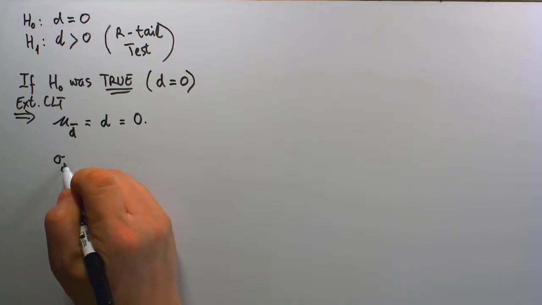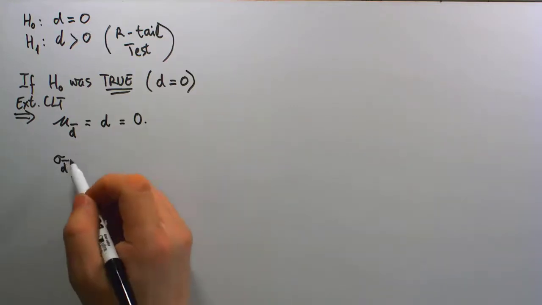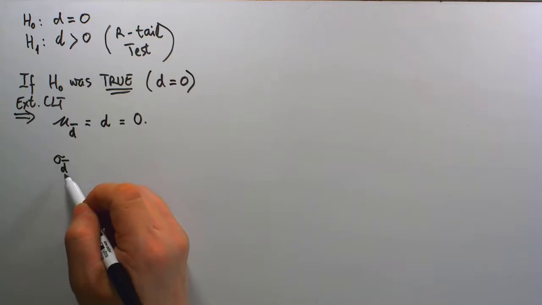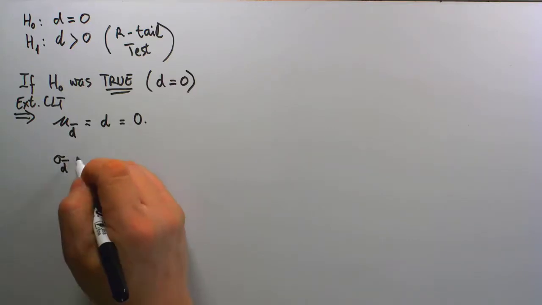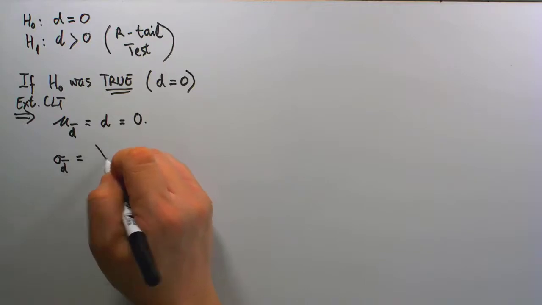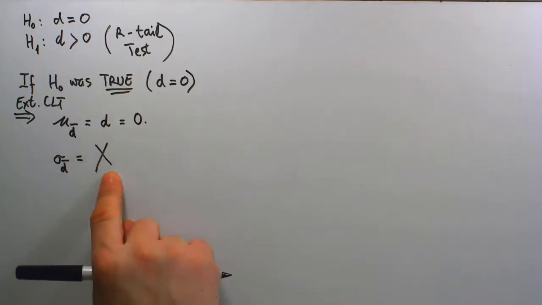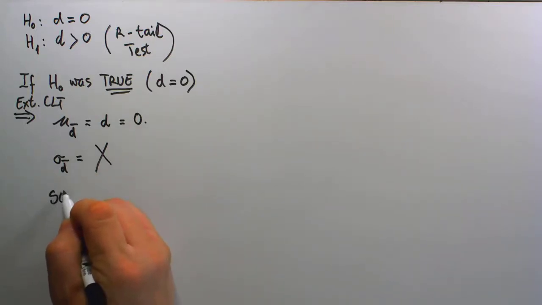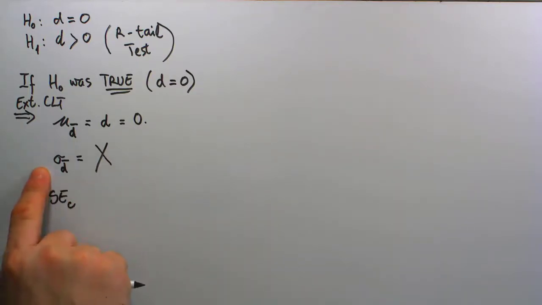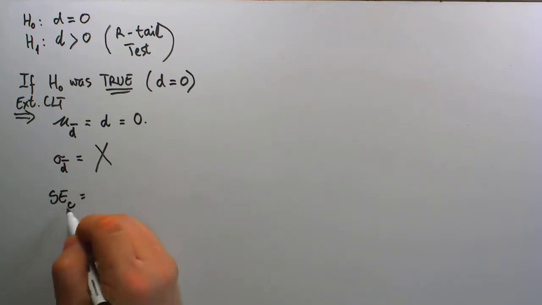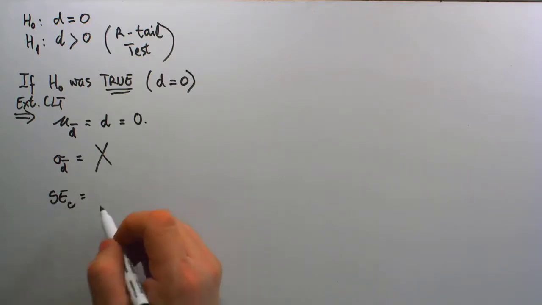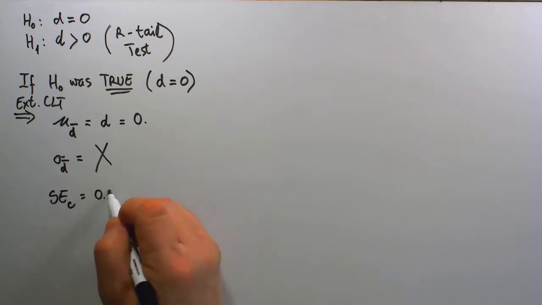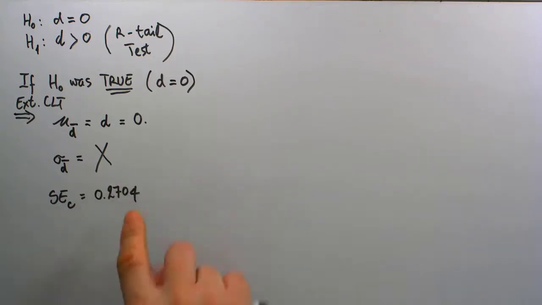Average spread sigma d bar, the population standard deviation of all d bar values, does exist. However, unfortunately, we won't be able to find that because we don't know sigma 1 and sigma 2. So instead, we will be using a close enough approximate to substitute for sigma d bar. And as I said just now, SEC, the combined standard error, is usually close enough. So we are now accepting 0.2704 as a close enough substitute for sigma d bar over here.